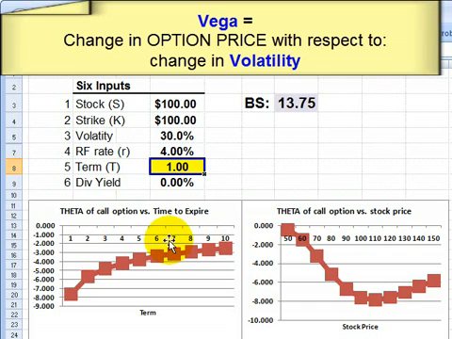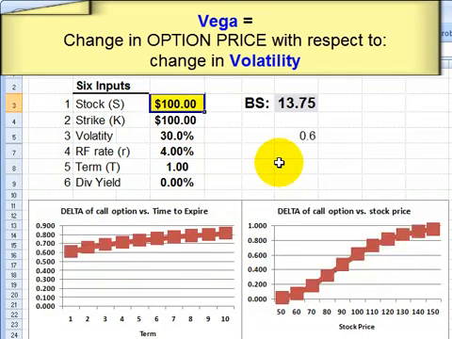So time is eroding the value of the option, and as it turns out, the closer that option gets to expiration, the more rapidly that time decay is acting on the option. So it's negative here, and it's sort of an accelerating function as we get closer to expiration. But still, it's the sensitivity of the option price to a change with respect to the term.